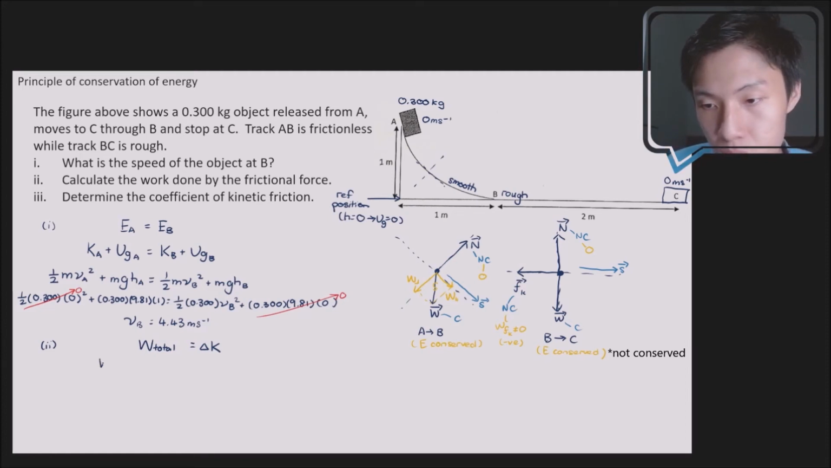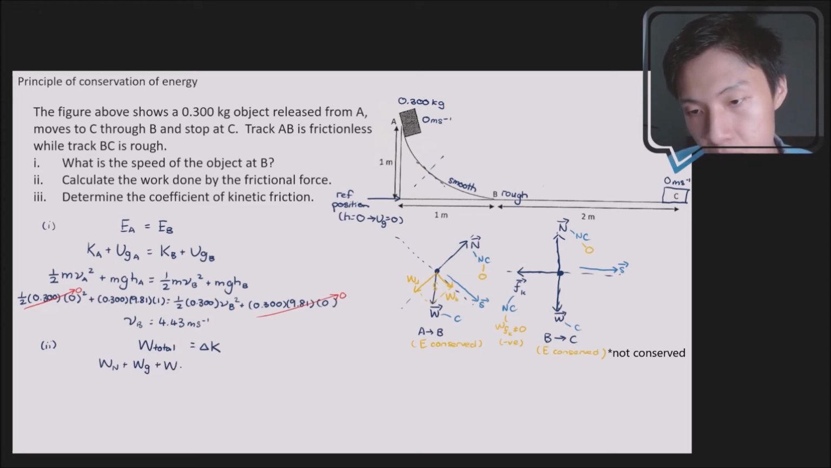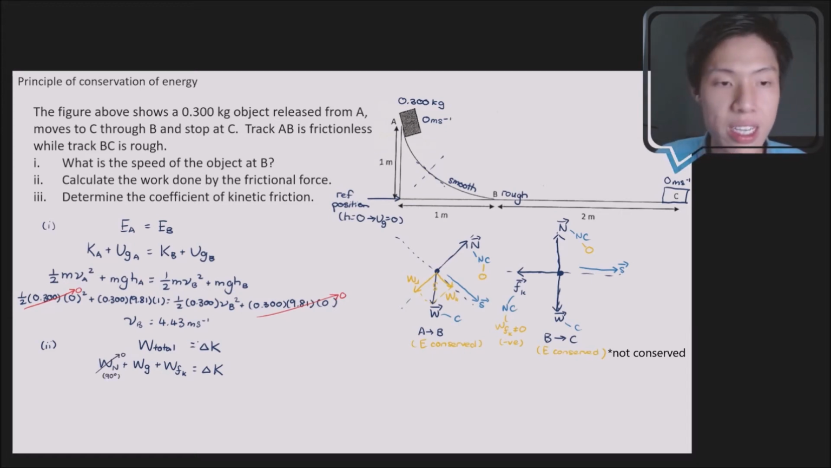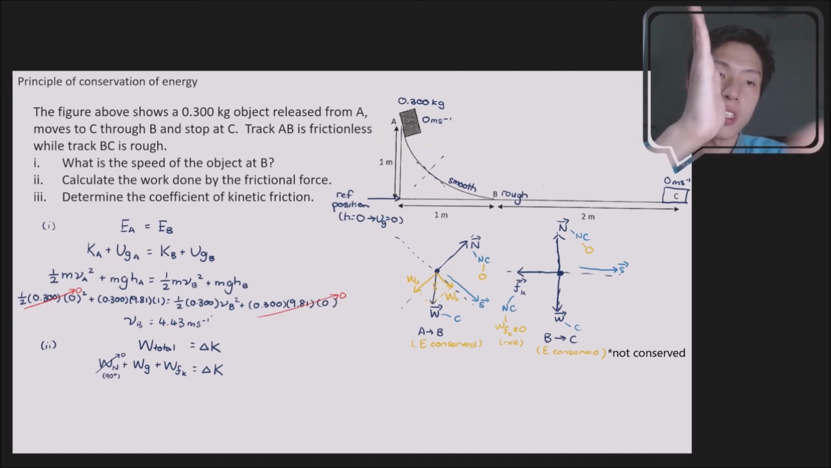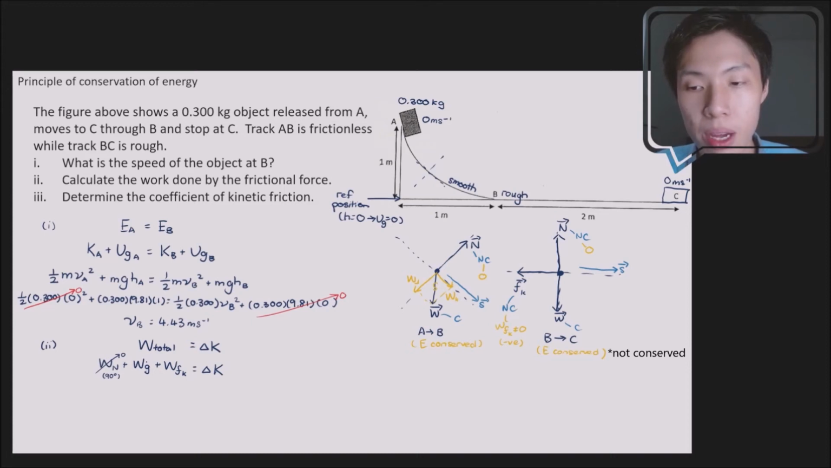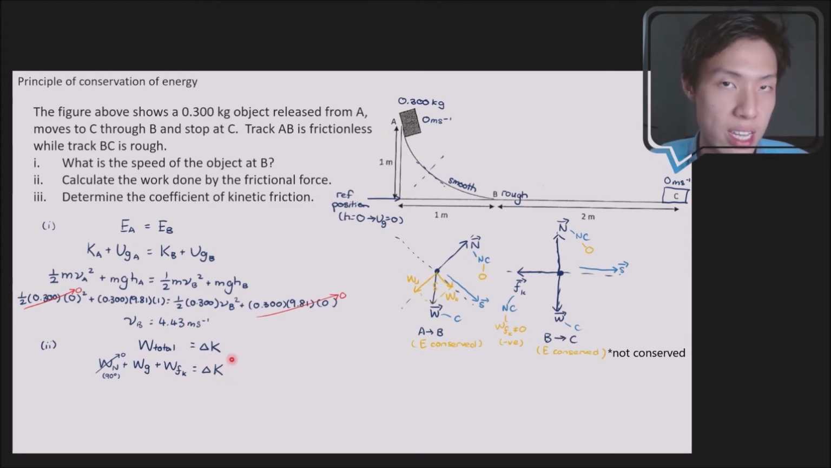Work done total will be the work done by the normal force plus the work done by gravity plus the work done by the kinetic friction, and they will all equal the change of kinetic energy. So you break down work total into the work done by each of the respective forces. Work done by the normal force will be equal to 0 because the normal force is 90 degrees to the displacement. Normal is here, displacement is here. The angle between them is 90 degrees, so there should be 0 work done by the normal force. What you are left with is the work done by gravity and the work done by kinetic friction. Sum them up, and you should get the change of kinetic energy.